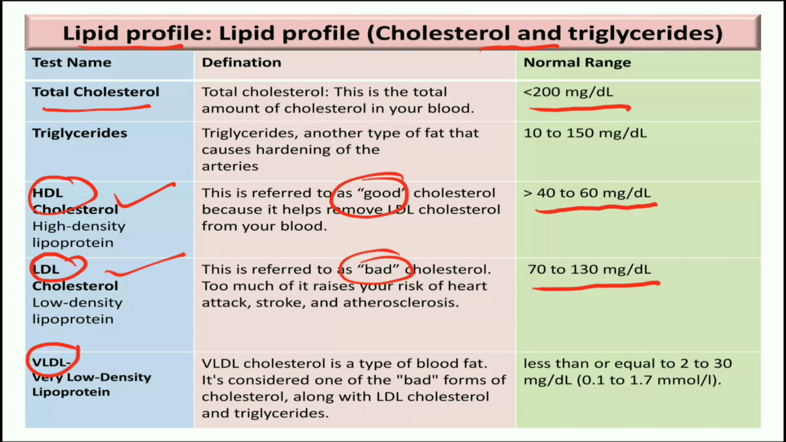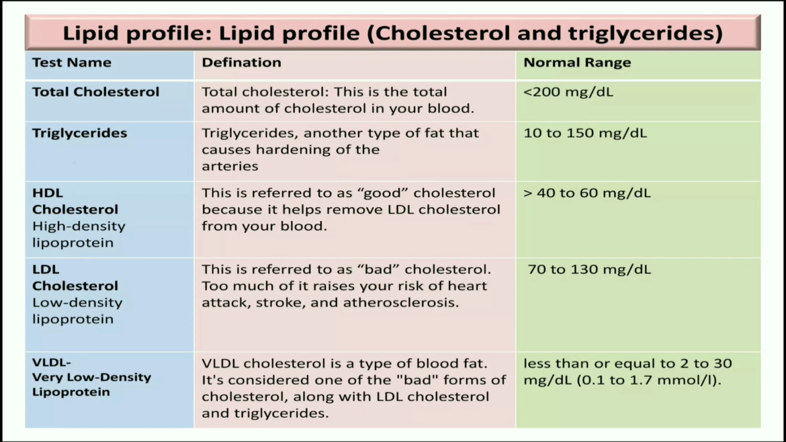The next parameter is VLDL. The normal range of VLDL should be less than or equal to 2 to 30 milligram per dL. VLDL is very low density lipoprotein. The main function of VLDL is to deliver triglyceride to the cells of the body. Actually, VLDL is similar to LDL. The difference is VLDL carries triglyceride and LDL carries cholesterol. They both are bad cholesterols.